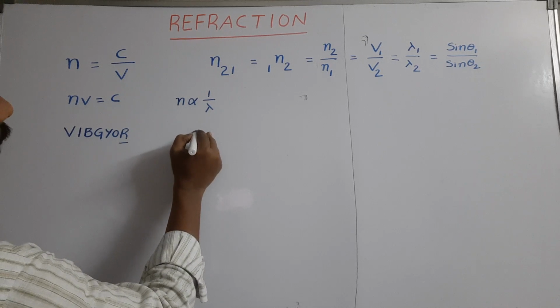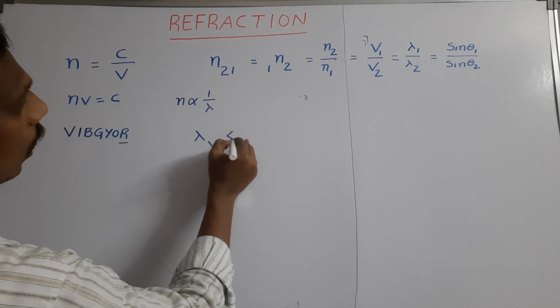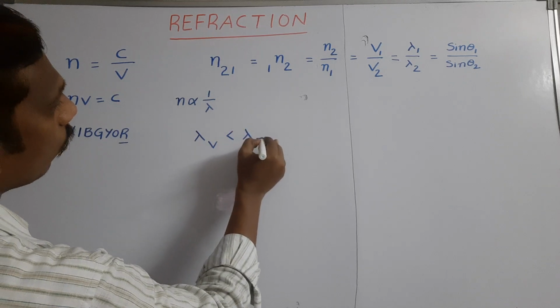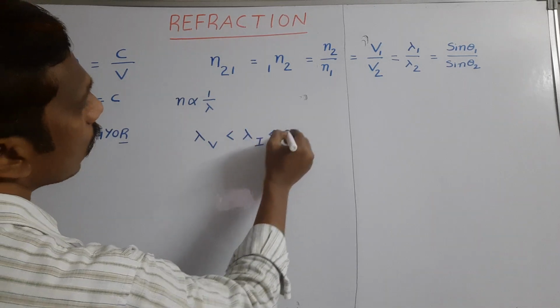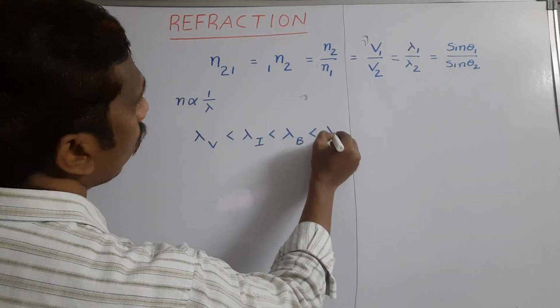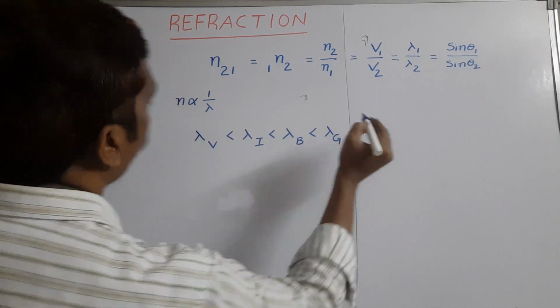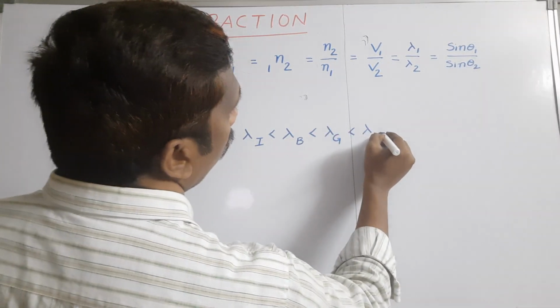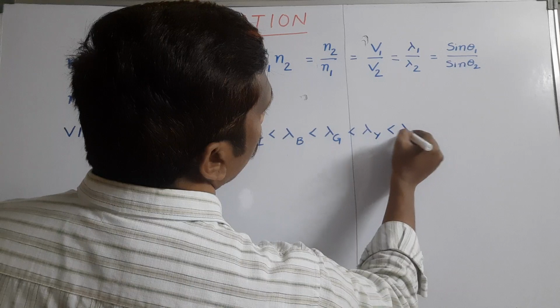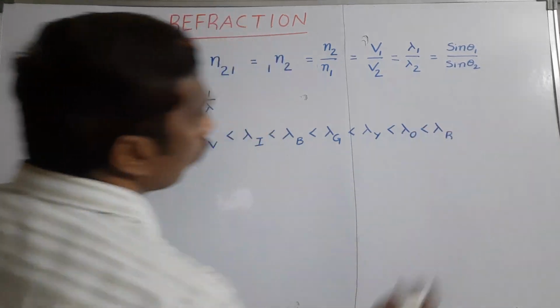So the wavelength of violet color is less than the wavelength of indigo, which is less than the wavelength of blue, less than the wavelength of green, less than the wavelength of yellow, less than the wavelength of orange, and less than the wavelength of red.